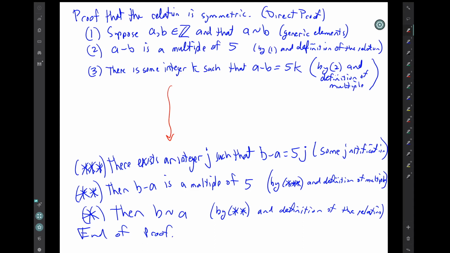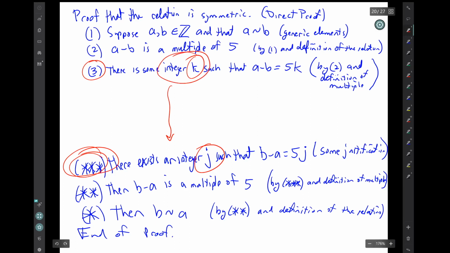Well, notice a couple of things. I used a different letter j in step triple asterisk than the letter that I used in step 3. In step 3, I used the letter k, so in step triple asterisk, I couldn't use k, I had to use a different letter j. Now we know that this integer k exists because we've gotten to statement 3 using stuff that we know is true. But we have to come up with this integer j that's going to make this true.